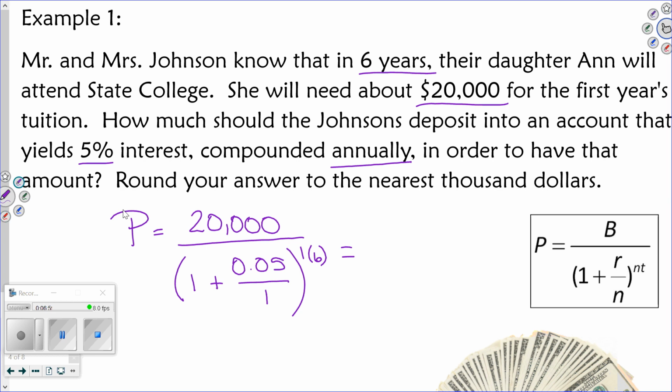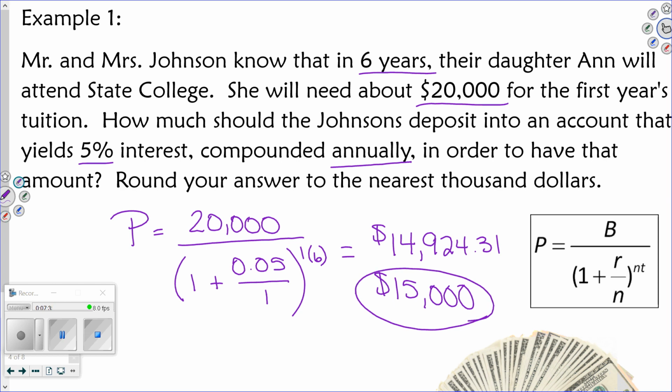Well, first, tell me what the actual answer is, and then we'll talk about rounding it. There it is. I think you might have forgotten a 0. So we get $14,924.31. But the question said round your answer to the nearest $1,000. It'd be 15,000. Rounding to the nearest 1,000, right now it's at 14,000, so you round up, it'd be at 15,000.